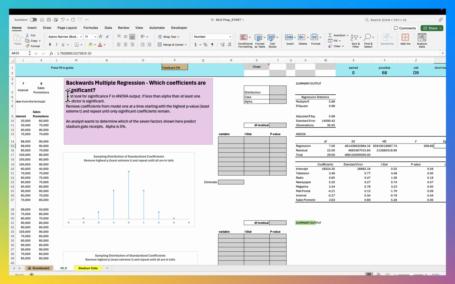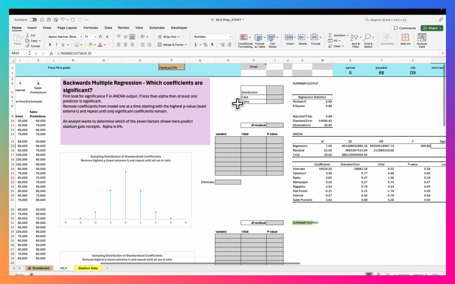So that's step 1 here. First, look for significance F in the ANOVA output. If less than alpha, then at least one predictor is significant. All right, then we remove the coefficients in the model one at a time, starting with the highest p-value, the least extreme t, and repeat until only significant coefficients remain. So let's see what that looks like.